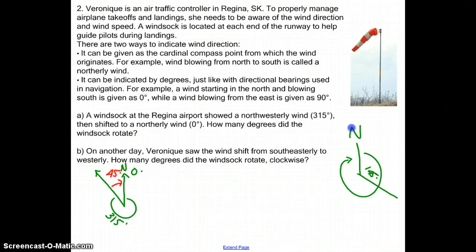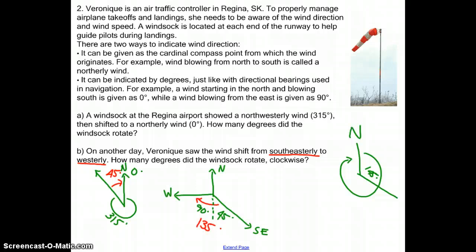Try B on your own. It changed from southeasterly, so exactly southeast, to exactly west. How many degrees did it rotate? And you should have got 135 degrees.